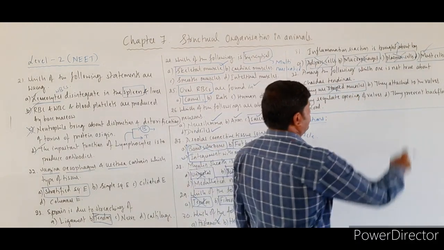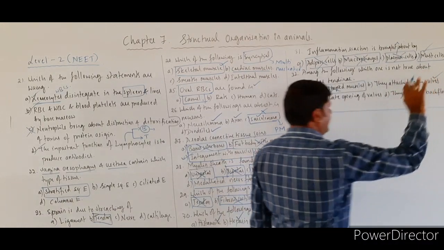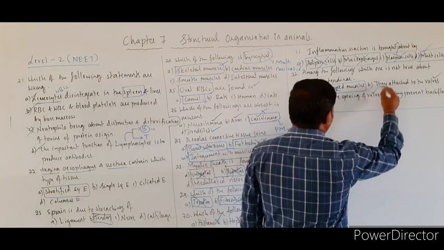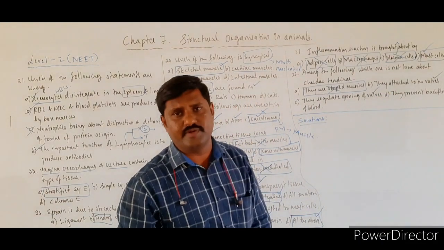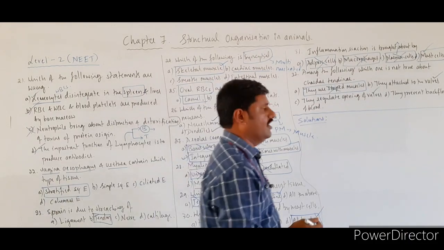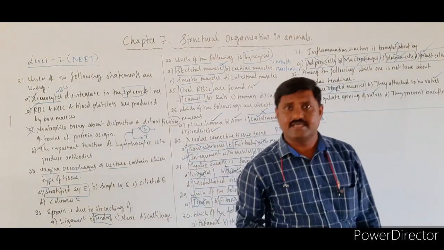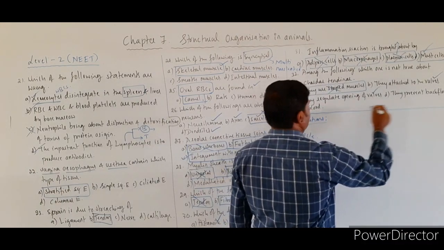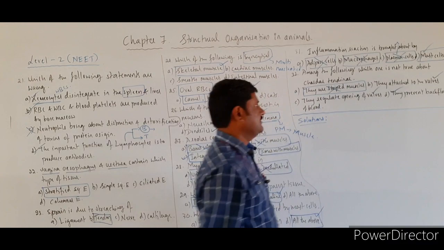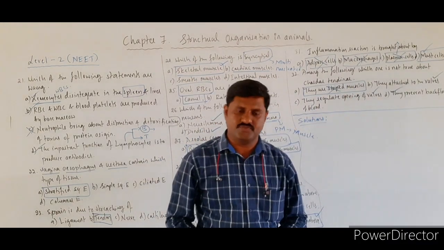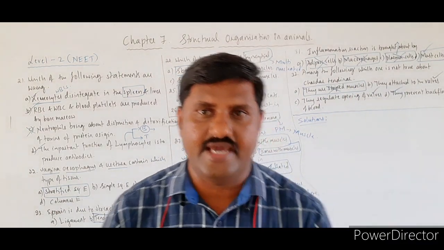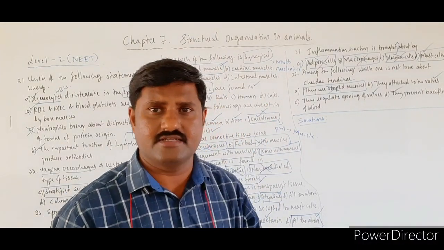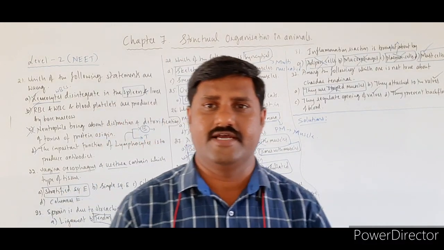Then the next option, they attach to the valves. Of course they attach to the valve, and they regulate the opening of the valves. Of course they regulate the opening and closing mechanism of the valves, that is the bicuspid valve as well as the tricuspid valve, and they prevent backflow of blood. Of course it is also a right statement. So these three are right statements. The first one is the wrong statement about this chordae tendineae. They are the specialized muscles over here, right?